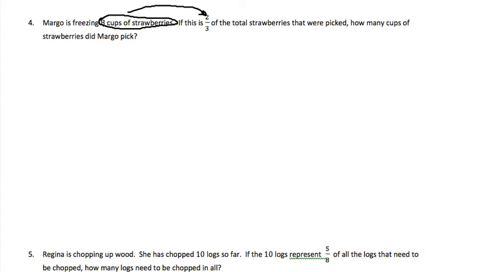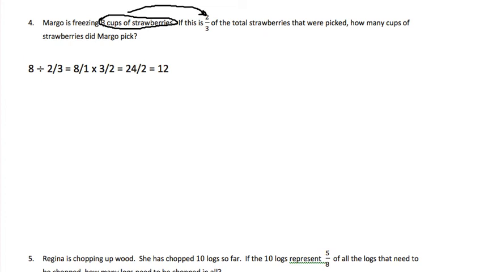So we'll set it up mathematically. Mathematically, we would have 8 divided by 2/3, which rewritten as a multiplication statement would be 8 over 1 times the reciprocal of 2/3, which is 3/2. Multiplying our numerators, 8 times 3 is 24. Multiplying our denominators, 1 times 2 equals 2. And simplifying our final answer, 24 divided by 2 is 12. So we expect that Margot picked 12 cups of strawberries.